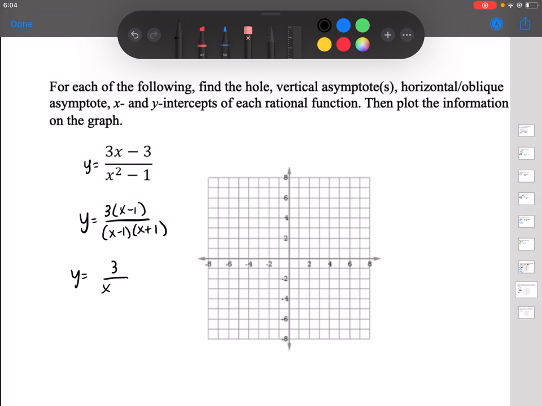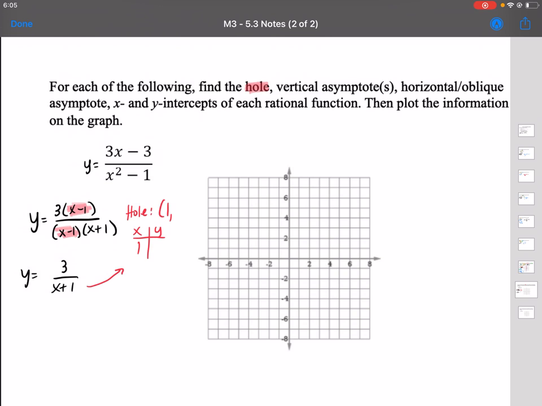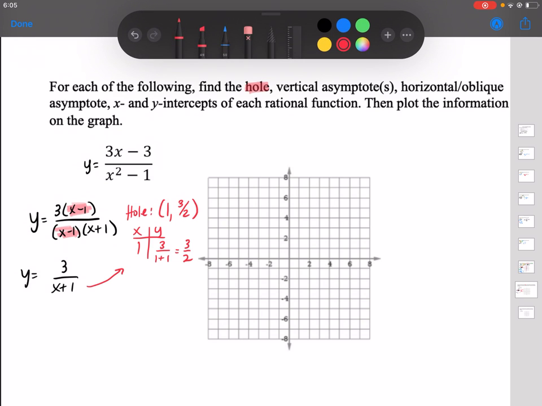So this is the same thing as 3 over x plus 1 if you simplify. So there is actually a hole this time at positive 1. And let me move this over. So the hole we have at positive 1, and then if we do a table, remember we plug that 1 into this simplified. So we have 3 over 1 plus 1, or 3 over 2. So 3 over 2 is the same thing as 1.5. So I'm going to go over 1, up 1.5, and I'll put an open circle.